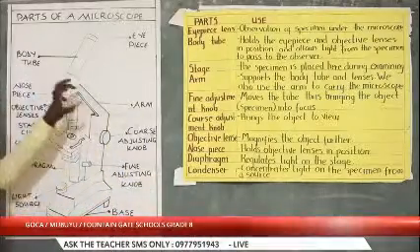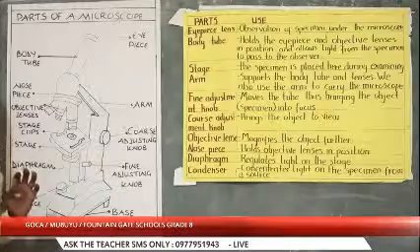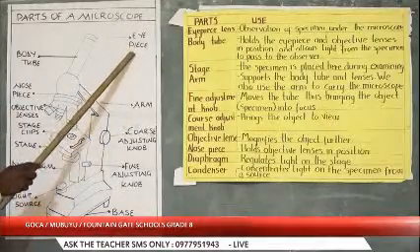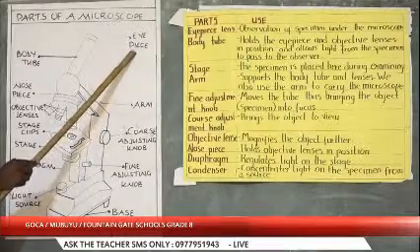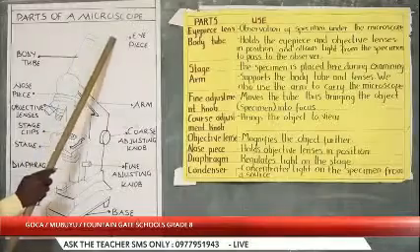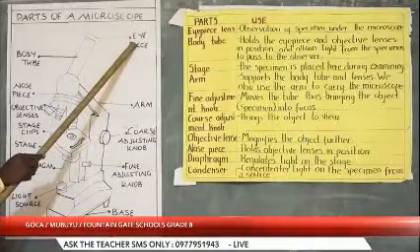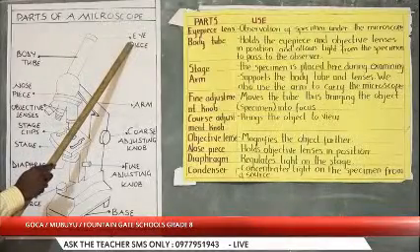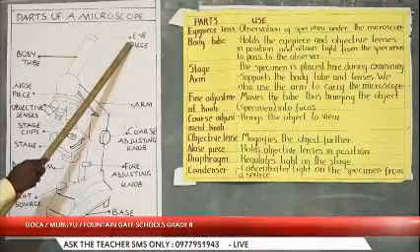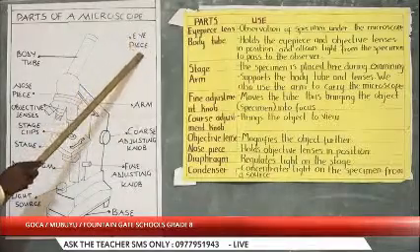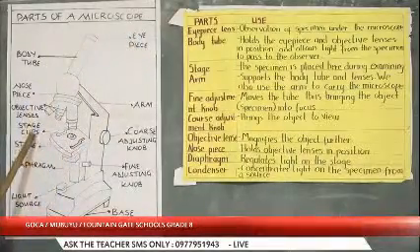So now let us look at each part and its function. These parts have got different functions. We'll start with the eyepiece, class. Are we able to see where the eyepiece is? Okay, the eyepiece is just up here. What is the function of the eyepiece? The eyepiece is used for observation of the specimen under the microscope. So this helps us to observe what we have put under the stage clips.